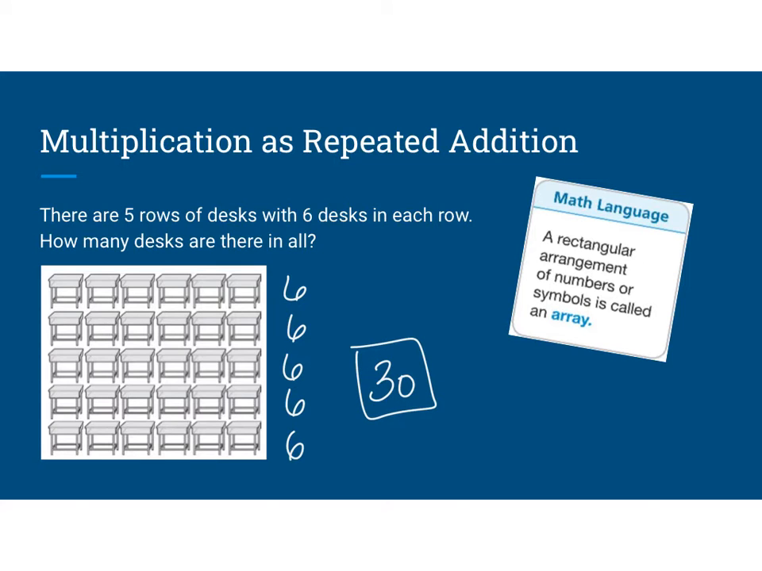Okay, right here in this note off to the side, it gives us a definition of an array. You're going to have this in your practice in just a little bit, so you need to make sure you understand that an array is a rectangular arrangement of numbers or symbols, just like what we have here with all of the desks. This is an array. You can also arrange numbers as well in this same format, or maybe an X, or maybe a circle. You can put whatever you want and arrange it in an array.